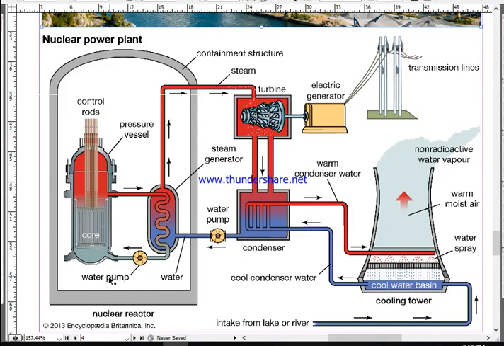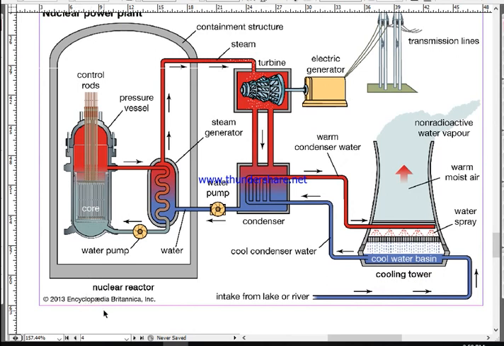Here is a nuclear reactor, I got this image from Encyclopedia Britannica. The nuclear reactor contains the core. The core contains radioactive elements, and these radioactive elements generate a large amount of heat energy. That heat energy is absorbed by water present in this chamber.